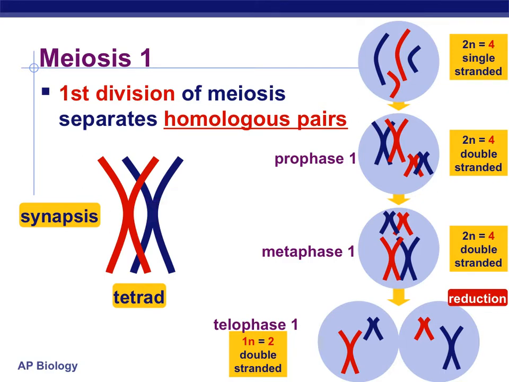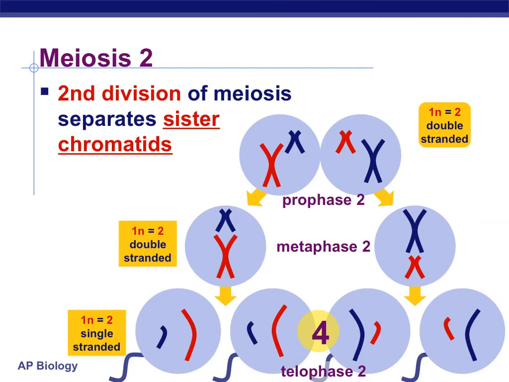The homologous chromosomes are going to be lined up next to each other eventually in metaphase. But the first step is to replicate the DNA. You double it. Then in meiosis 2, or the second division of meiosis, the sister chromatids are going to divide and separate from one another, and we'll end up with the 4 daughter cells.